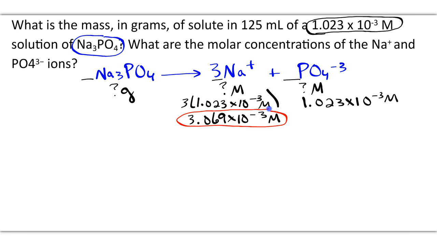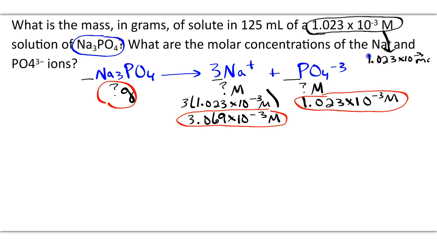Alright, so now that I have my answers for the molar concentration of sodium and phosphate, we can concentrate now on finding the grams of sodium phosphate with my givens. So I will take my molarity, and remember that this could be rewritten as 1.023 times 10 to the negative 3 moles all over 1 liter. And we'll use it as a conversion factor.